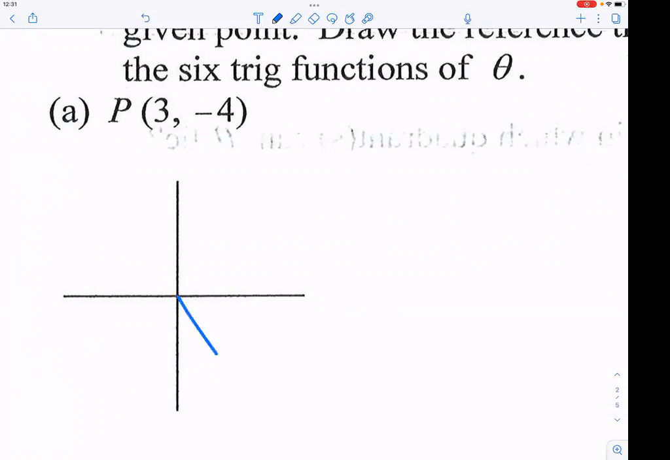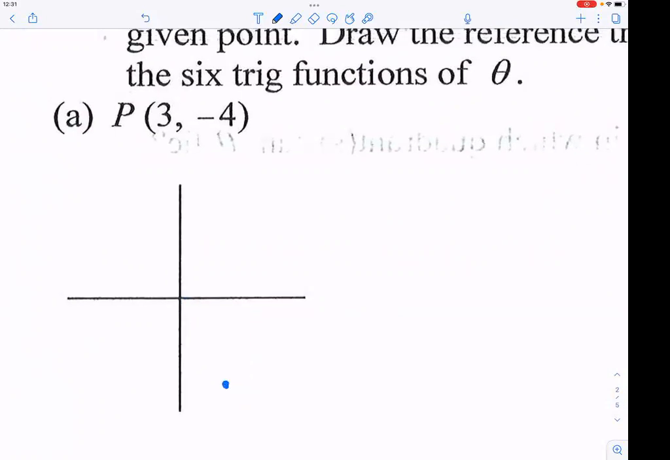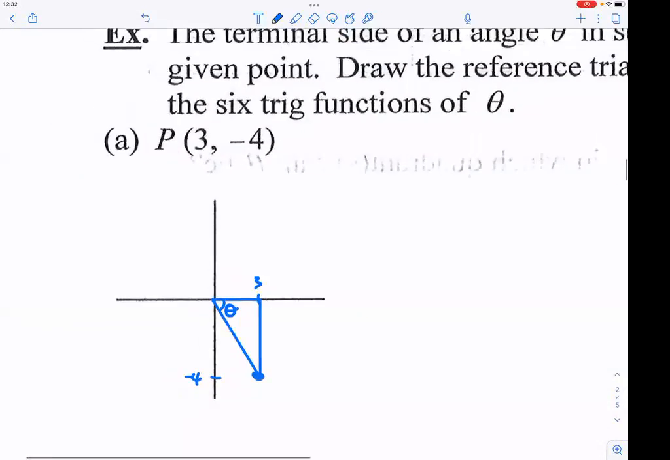Quadrant 4. Okay, so the dot is going to be somewhere right here. So this is 3, this is -4. And you can go ahead and draw a little triangle. Okay, and this is what we call a reference triangle. Now, the key thing about a reference triangle is that its baseline must be on the x-axis.